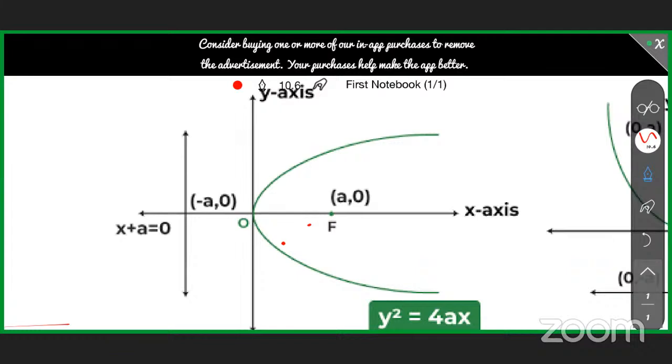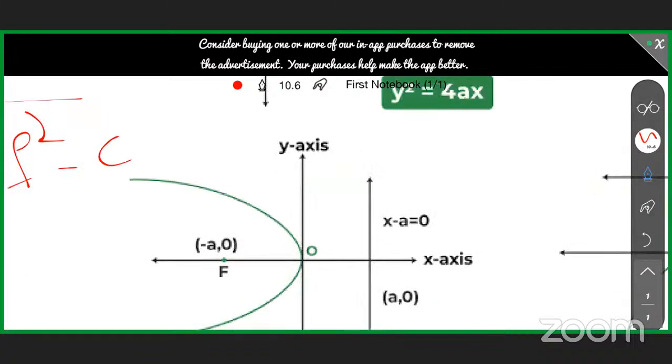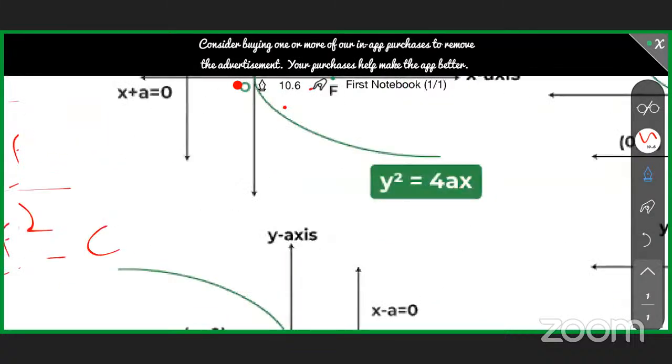Did you understand the first form of the parabola, dear students? Yes, sir. Once again, can you explain? Then we'll go for the second. Yes, sir.